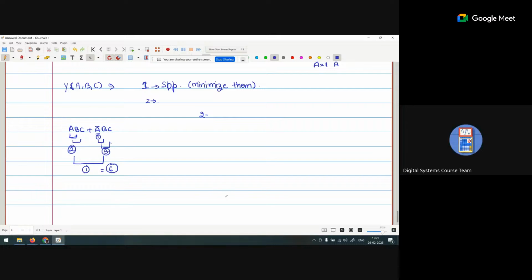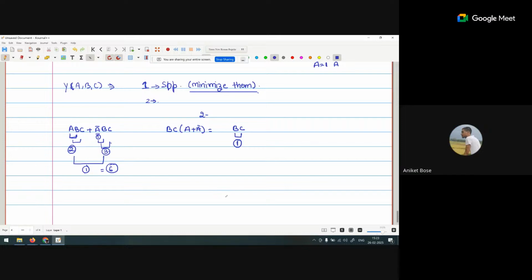But sir, we can take BC common, and then it will be BC into A plus A bar. A plus A bar is 1, so it becomes BC. For BC, we require only one gate. So I need to simplify first. Yes, you have to minimize first.